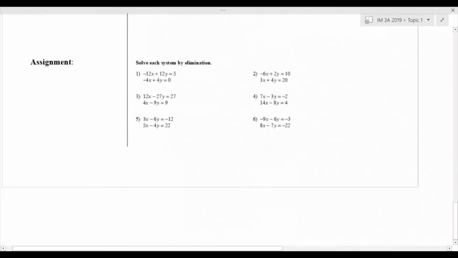So the assignment for this is these 6 problems. Make sure you're doing this on notebook paper.